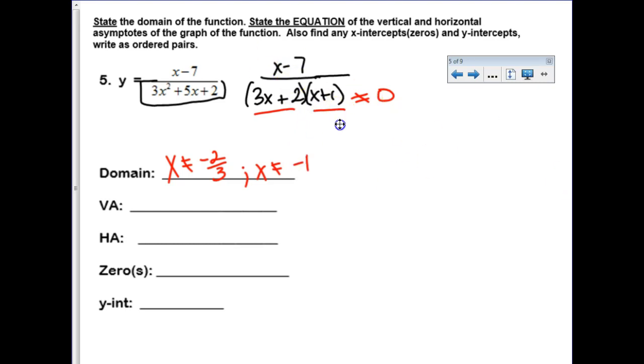Now I don't see any canceling, so when I go to identify any vertical asymptotes, that would be the lines of when you set your denominator equal to 0, so when is your function undefined. So make sure they're in line notation: x equals negative 2/3 is the first vertical asymptote, that's why there's a discontinuity there, and then x equals negative 1 is the other vertical asymptote.